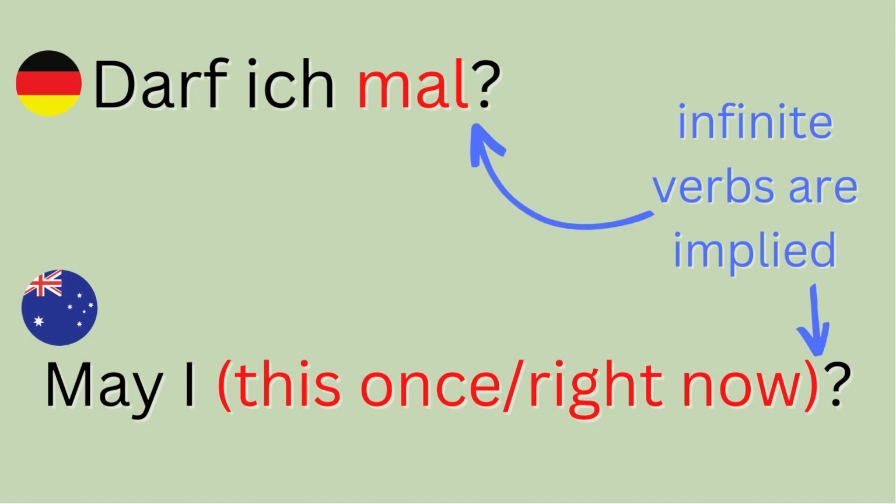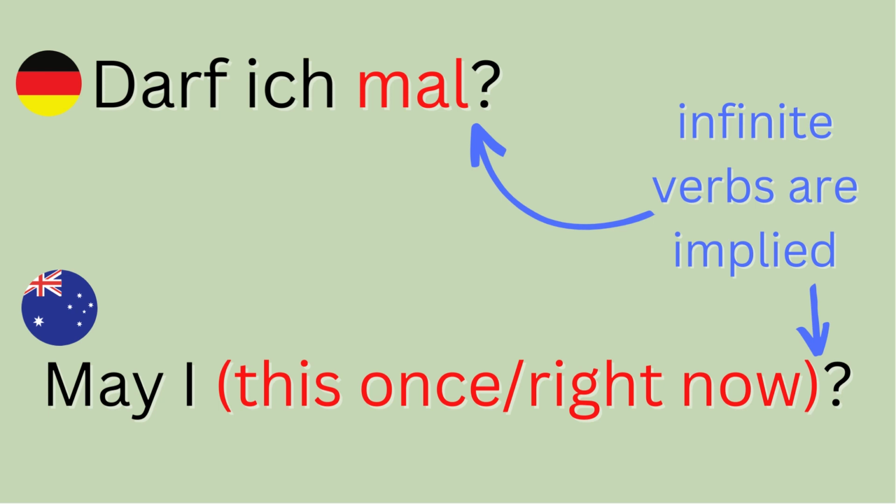The next example is darf ich mal. And that also has a verb implied, so usually from context, people understand what it is that you're asking for. Literally, that means, may I this once? May I right now? And it is used very commonly for all kinds of different situations. It's very, very context dependent.